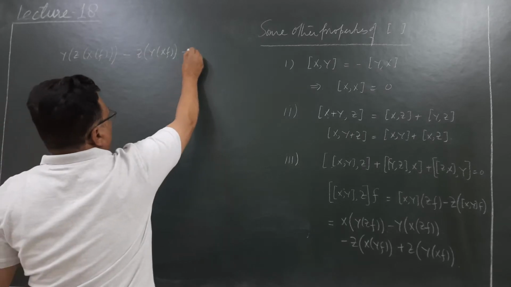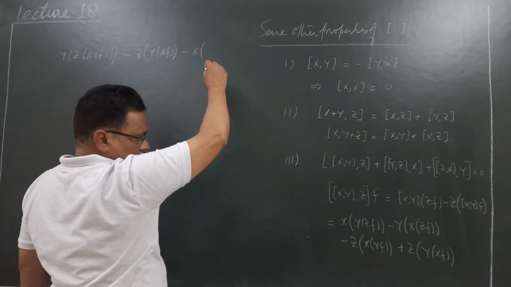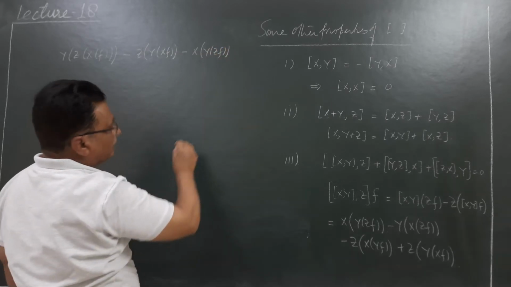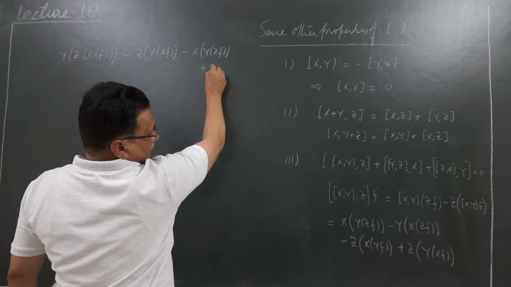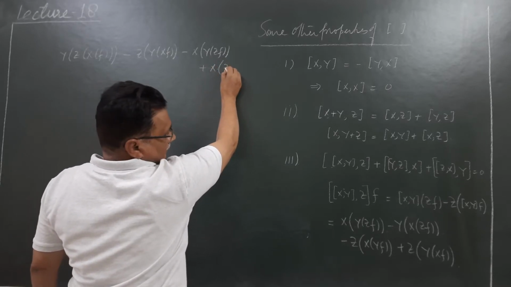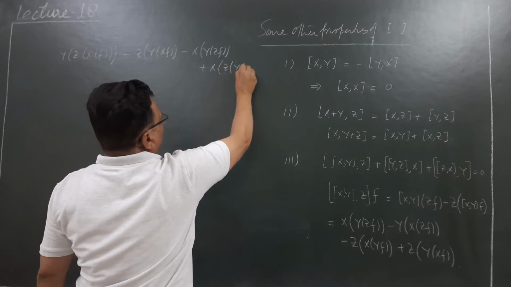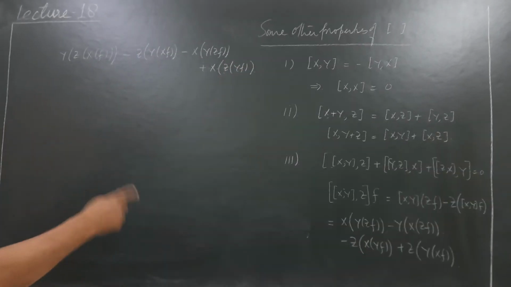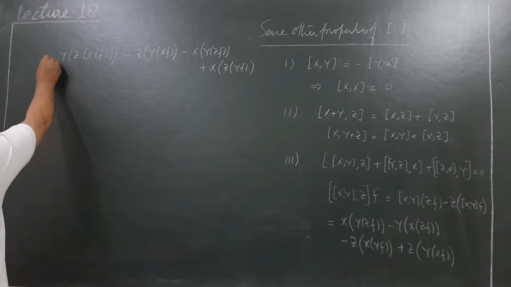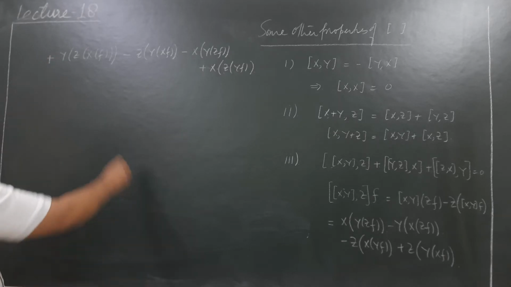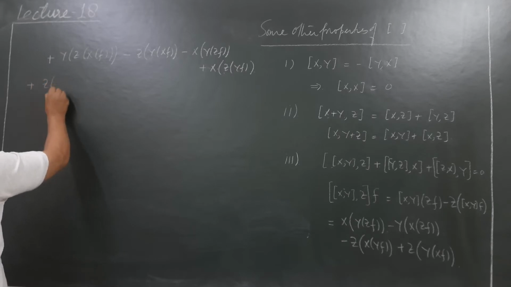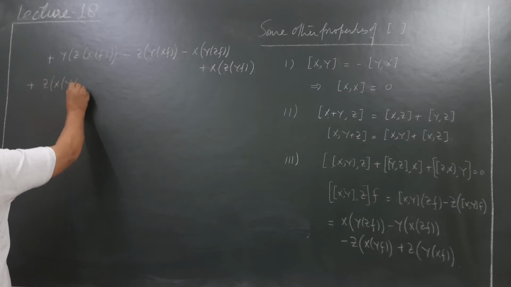And then minus x, y, zf. Okay. Then plus x, z की जगह x, z and x की जगह y. Once again you cyclically permute and write down the third term. This is second term, so this is plus. Okay. Then again plus the third term. Now y की जगह z, z की जगह x, x की जगह y, y की जगह.